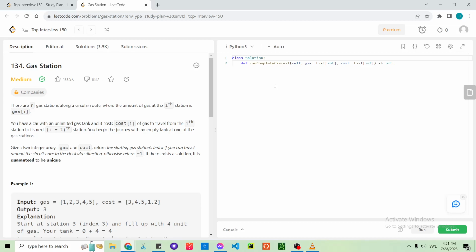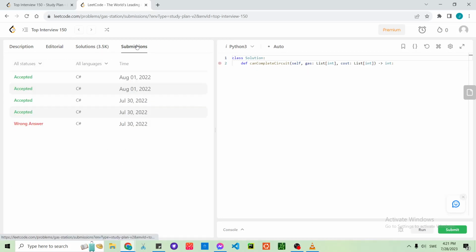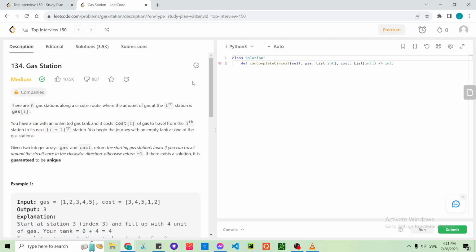All right, gas station. So I think this means that I have done this before. Okay, so apparently I did it last year, a year ago. So I don't remember anything about this at all. So let's redo it. There are N gas stations along the circular route. Oh no, this is one of those tricky ones. Either you get it or you don't. I don't remember this. Okay.